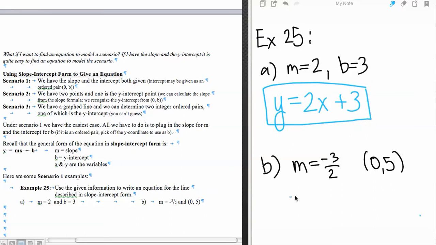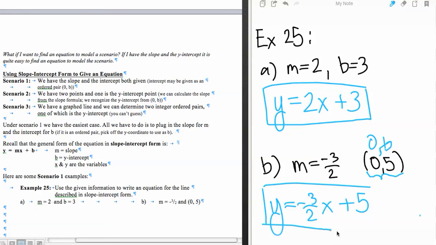Now in the second one here, we have to look at this and say, okay, well there's my slope, but what is this ordered pair that's being given to us? Oh, well that's (0, b), isn't it? Because the x is 0 and the y is therefore the y-intercept. So again, just almost as easy except for that bit of recognition to write the equation: y equals negative 3/2 x plus the y-intercept, which is 5. But you have to be able to recognize that when an ordered pair has an x that's equal to 0, you're being given the y-intercept.